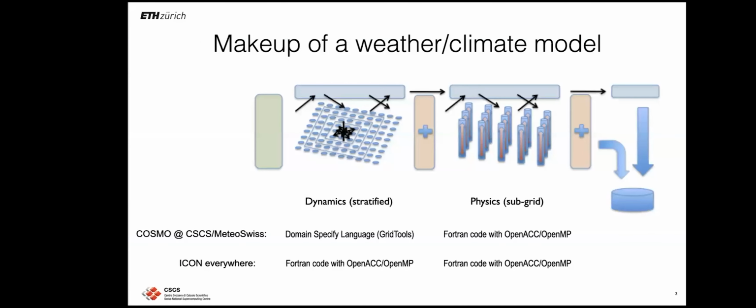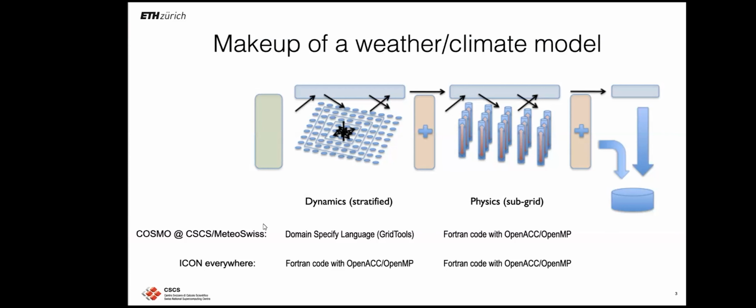The makeup of a climate model, and I think they are all pretty much the same, they consist of a dynamics part that is typically stratified, and then the physics part that models all the subgrid phenomena. So you have to imagine a 2-dimensional grid of columns.